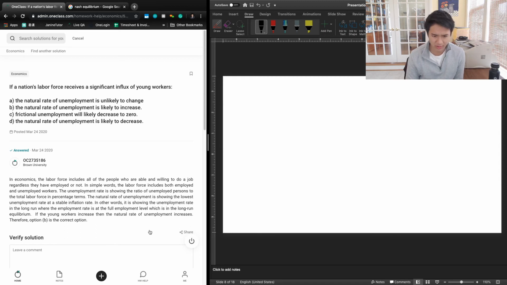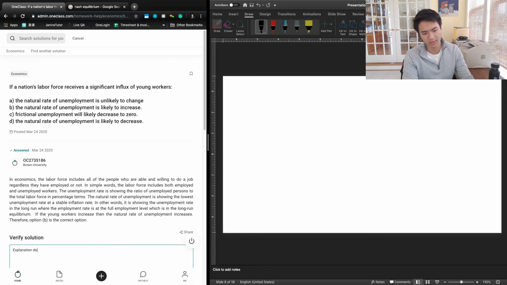In other words, it's showing the unemployment rate in the long run, where the employment rate is at the full employment level, which is in the long run equilibrium. If the young workers increase, then the natural rate of unemployment increase. Therefore, option B is the correct option. So this isn't a very good answer, right? It does not break down natural unemployment into frictional and structural, and it doesn't really explain why natural rate of unemployment is increased by an influx of young workers. So not a very good answer. Answer is not clear.